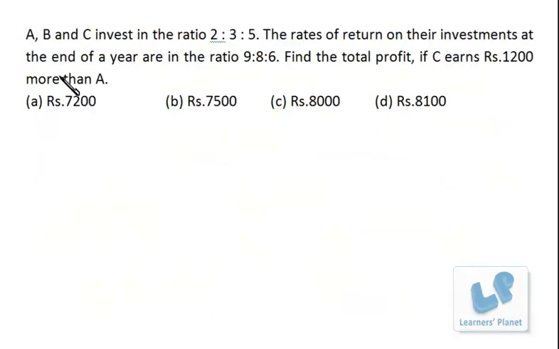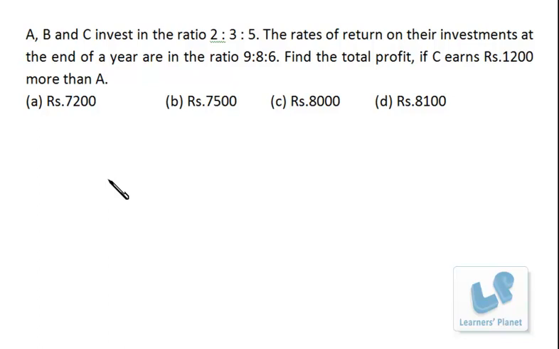Now let's see this problem. A, B and C invest in the ratio 2:3:5. The rates of return on their investment at the end of year are in the ratio this. We have to find out the total profit if C earns rupees 1200 more than A.